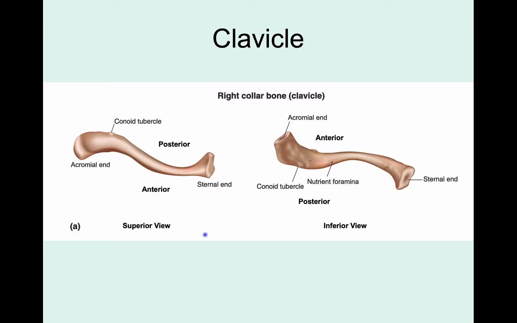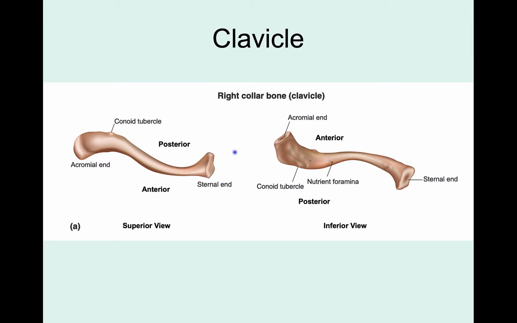To identify some features on our clavicle, you can see here we're at a superior view, and on the right we're looking from an inferior view. Now superiorly, we see the sternal end on the right and our acromial end on the left.